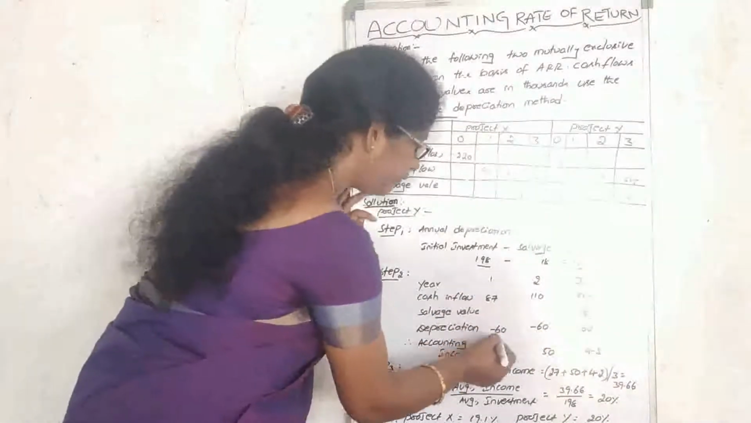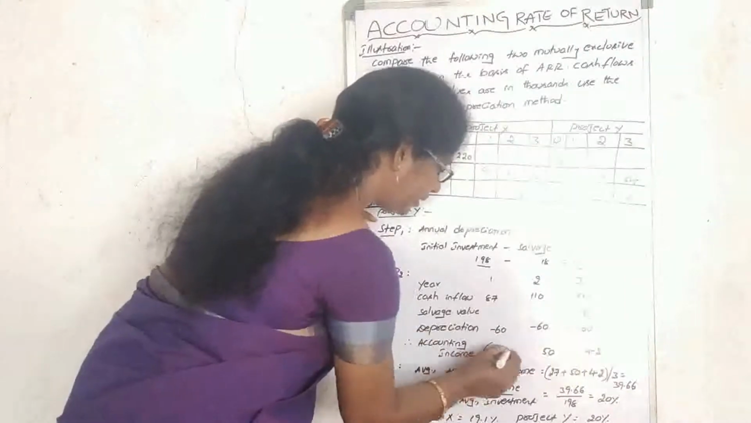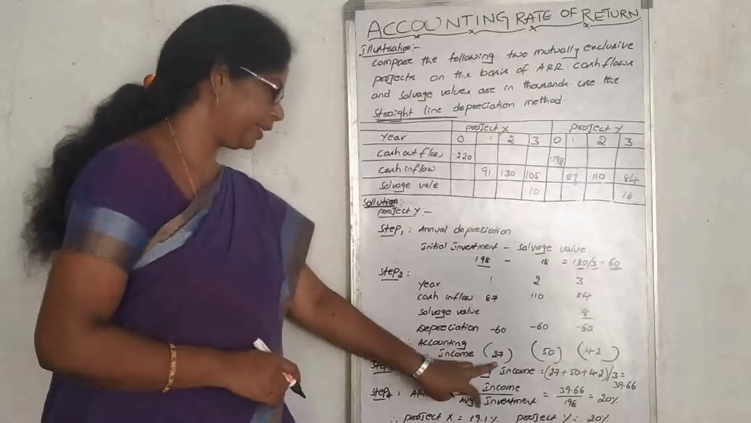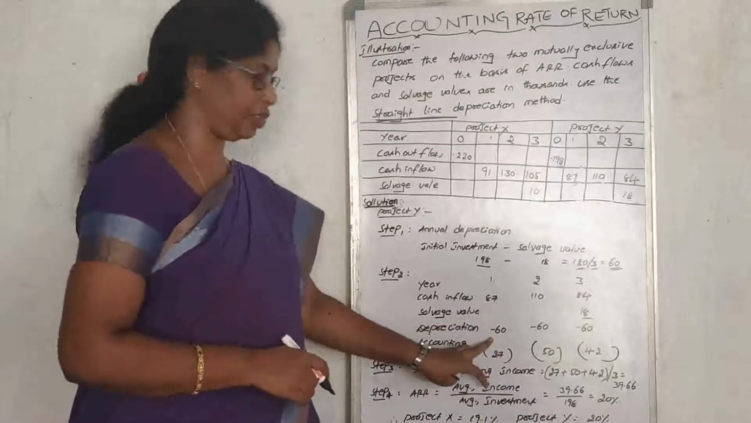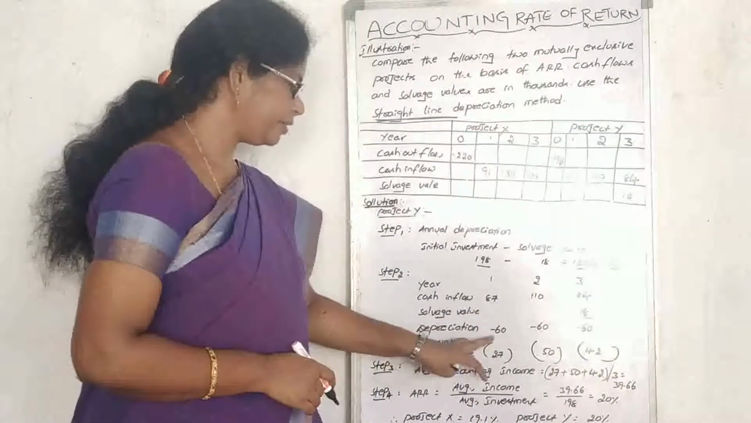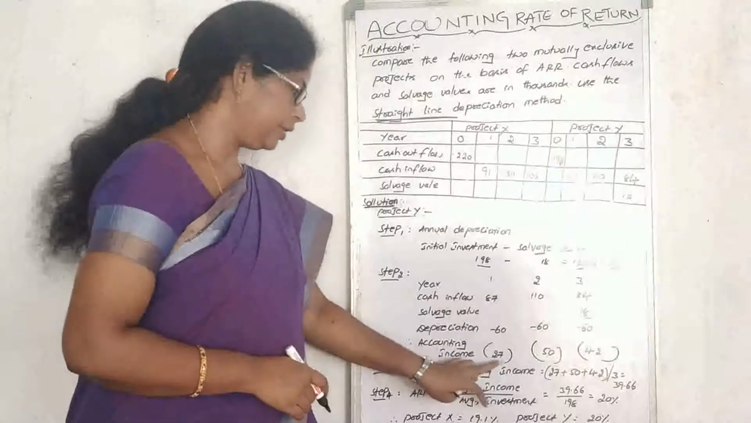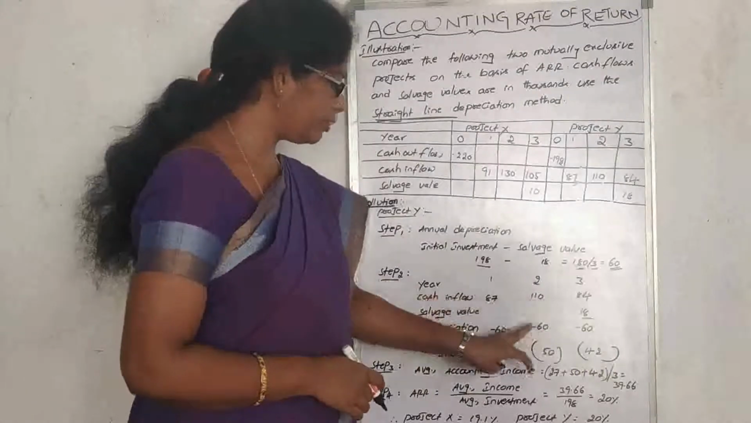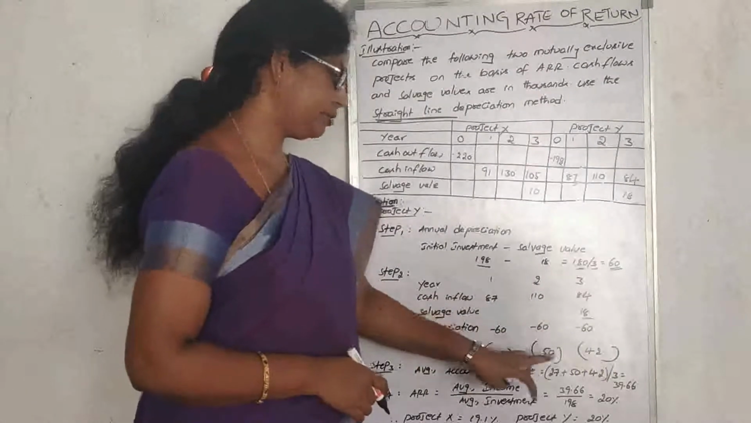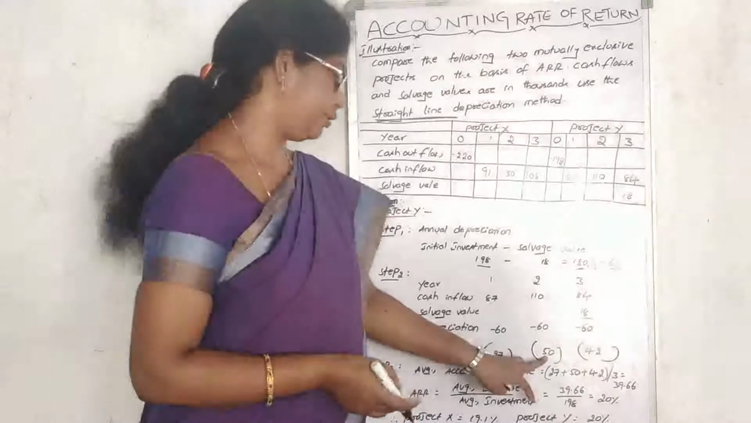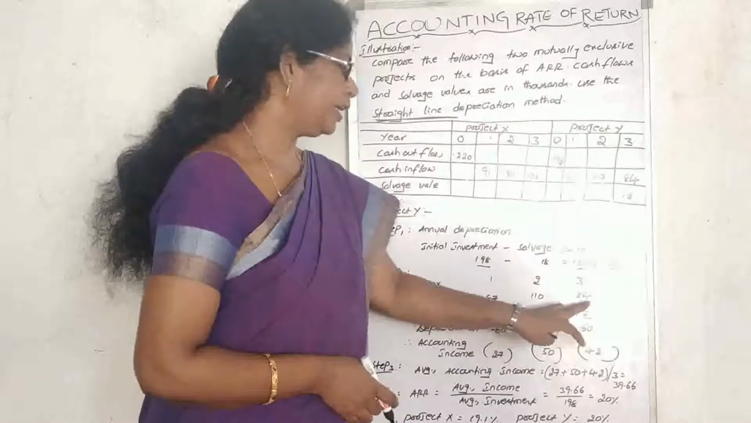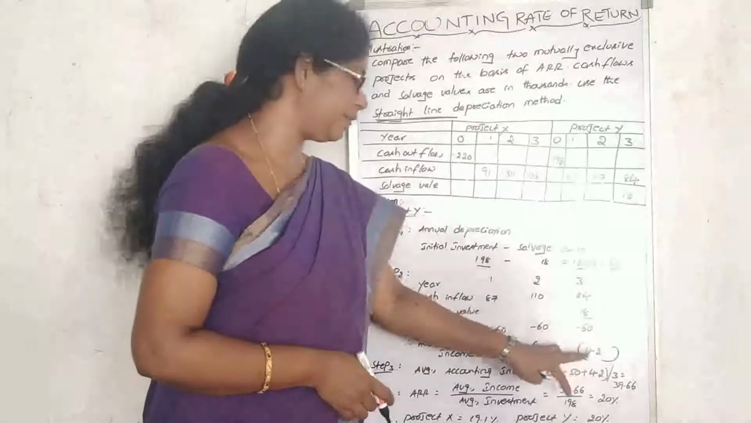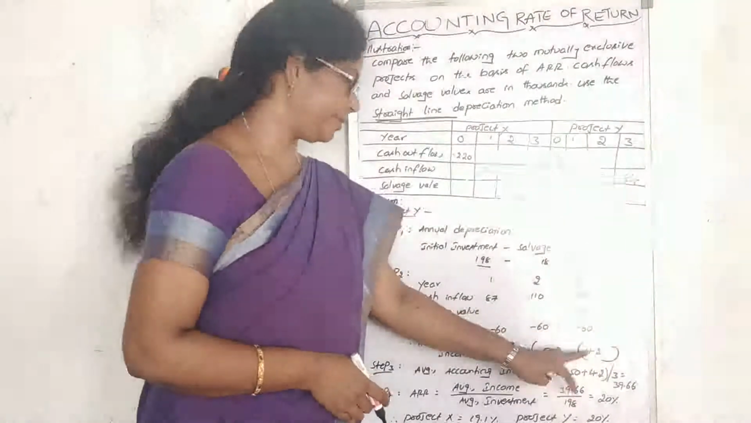From that, we can determine the income. How can we determine the income? Cash inflow minus depreciation. So 87,000 minus 60,000, the value will be 27,000 rupees. From here, 1,10,000 rupees minus 60,000 rupees equals 50,000 rupees. And from here, 84,000 plus 18,000, 1,02,000 rupees, minus 60,000, the value will be 42,000 rupees.